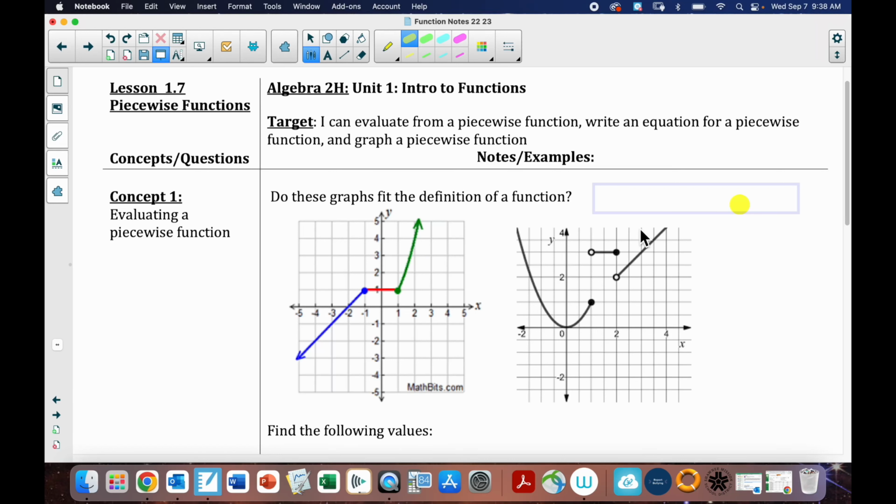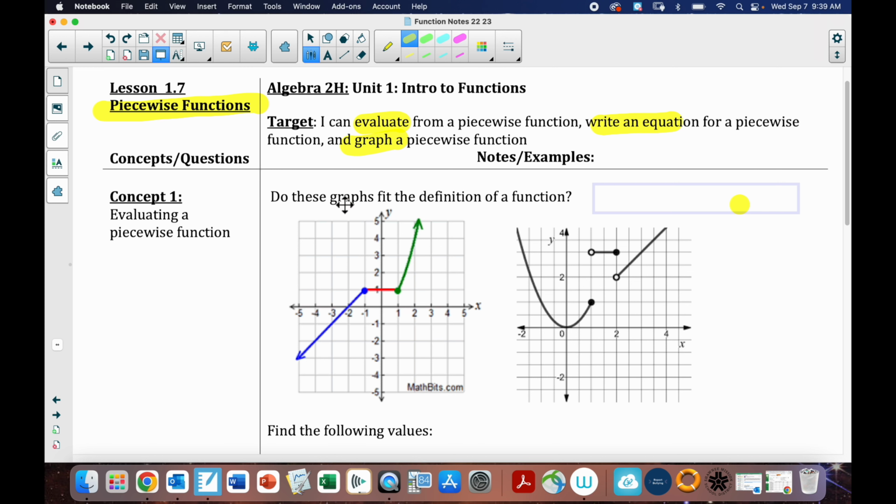Hi everybody, today we are going to be talking about lesson 1.7, which is piecewise functions. This is in your lesson 1 notes. We're going to talk about several things: evaluating, writing equations, and graphing. So all those things are going to be included in today's lesson. So first of all, evaluating.